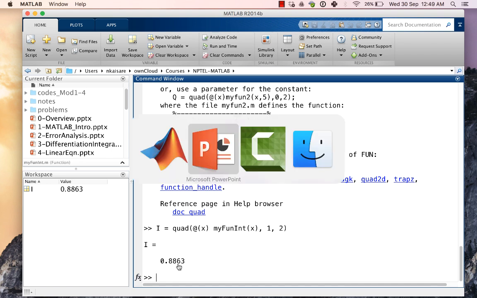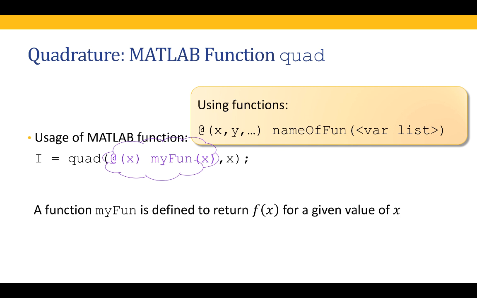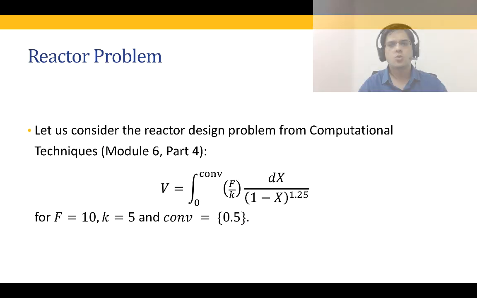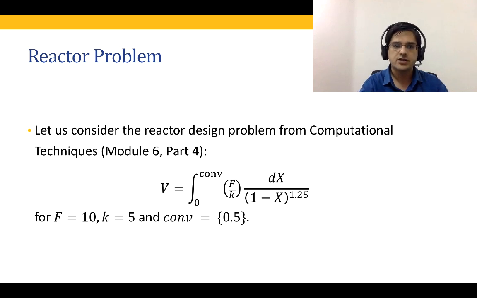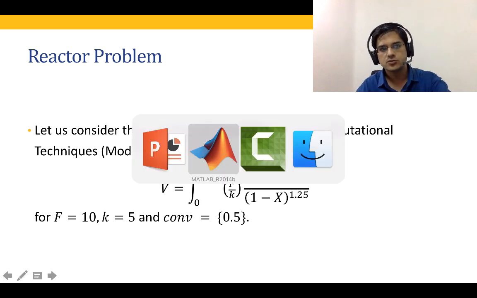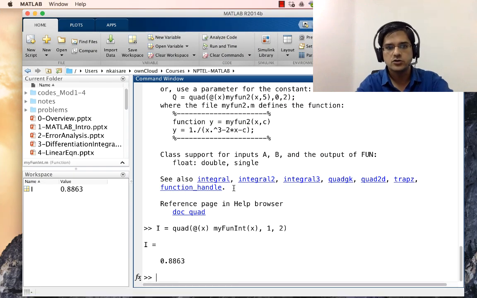What I'm going to do next is take up one more example, and that is going to be a physical example. We are going to find the integral from 0 to 0.5 of this particular function, where the function is F by k multiplied by 1 divided by (1 minus x) to the power 1.25, where F is 10, k is 5, and we want to integrate from 0 to 0.5. Okay, so let's go to MATLAB and see how we want to do that.